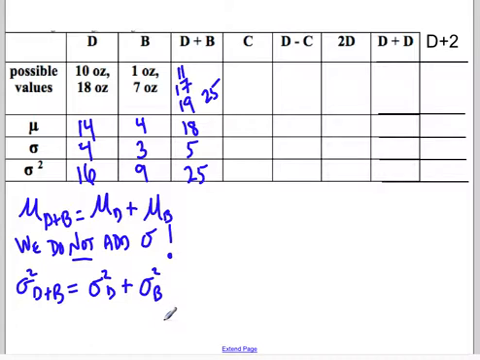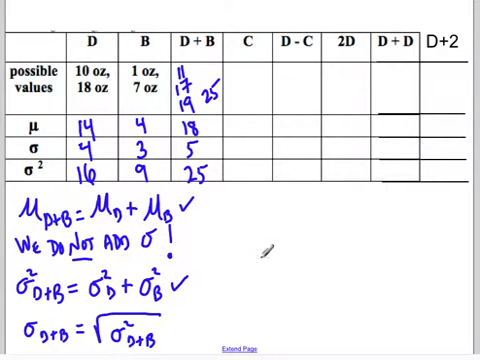Well, now, how do you get the standard deviation? Well, all you have to do is take the variance and do the square root of it, and you get the standard deviation. So if you want the standard deviation of D plus B, all you have to do is take the square root of the variance of D plus B. Okay? So we have a formula for mean and we have a formula for variance, and all you have to do to get the standard deviation is just take the square root.